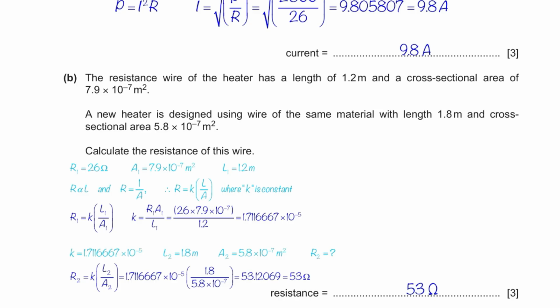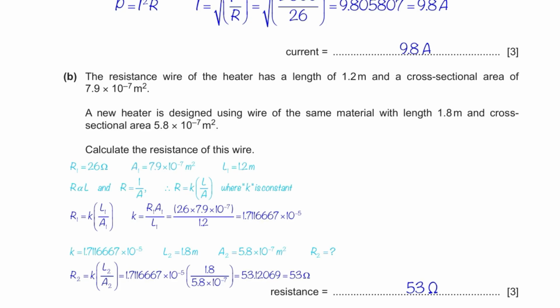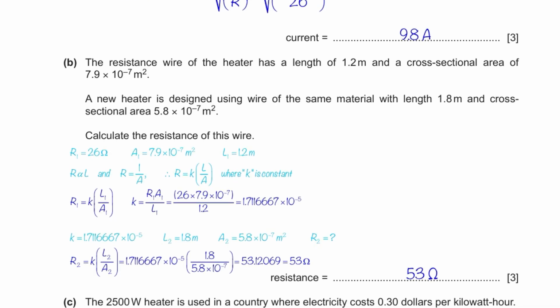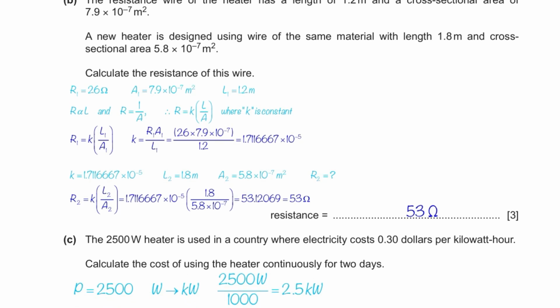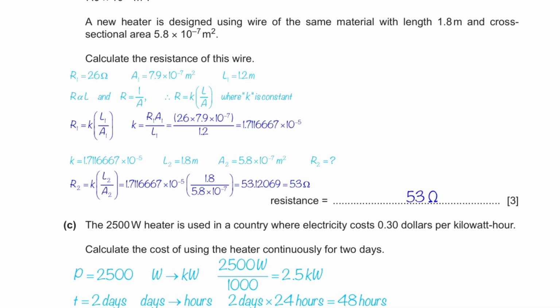Part C. Calculate the cost of using the heater for 2 days. In the last part, we are given that the heater operates at 2,500 watts and the electricity cost is $0.30 per kilowatt hour. We are asked to calculate the cost of using the heater continuously for 2 days. Let's work through this. Step 1. Convert watts to kilowatts. Since cost is given per kilowatt hour, we first convert the power to kilowatts. 2,500 watts divided by 1,000 equals 2.5 kilowatts.